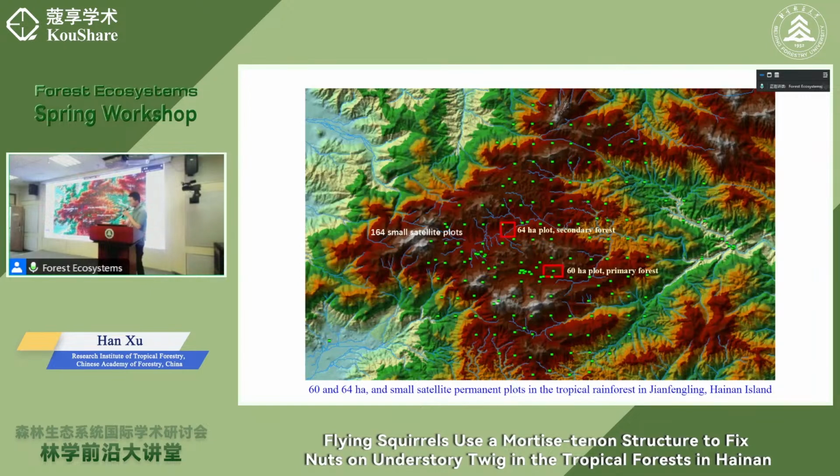This morning, Professor Liu also already told the list that we established a series of plots in Jianfeng. We have two big plots, the two biggest plots in the world. One is the 60 hectare plot, established in 2012. The other is the 64 hectare plot in the secondary forest, established 5 years ago. So this 60 hectare plot is in the primary forest, and another one is in the secondary.